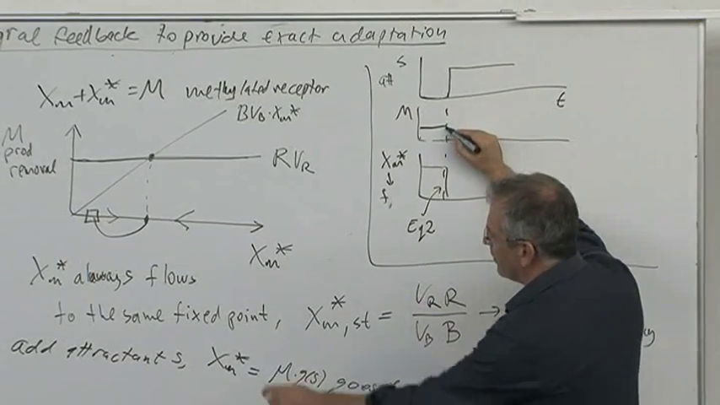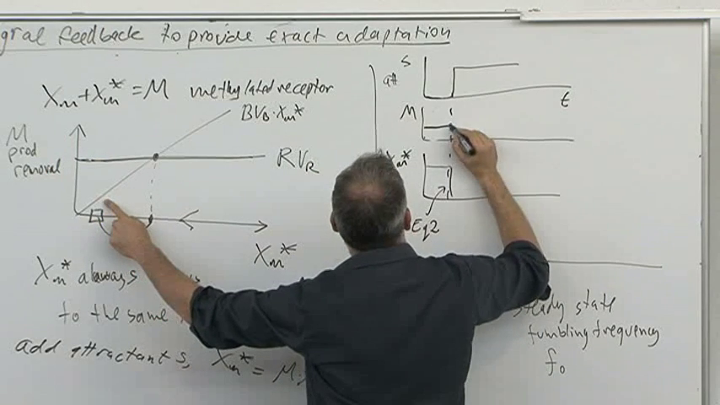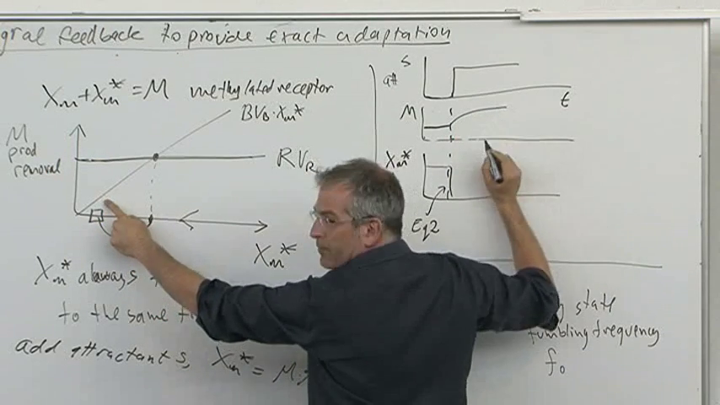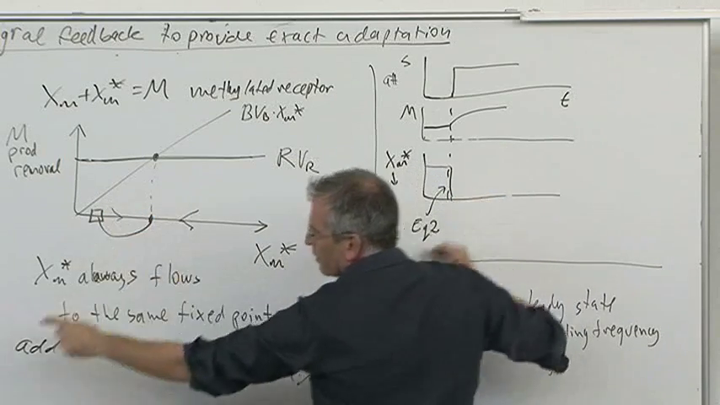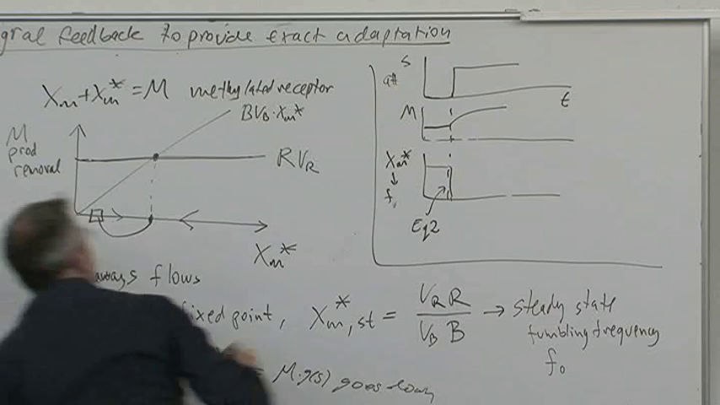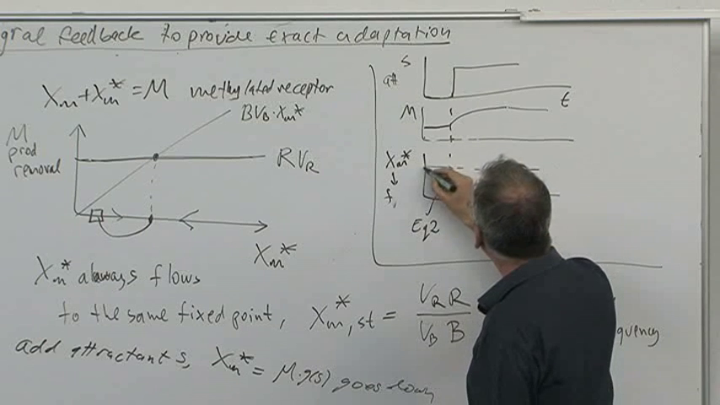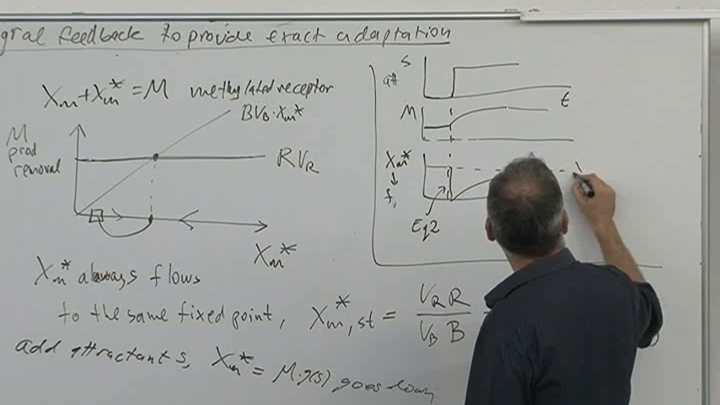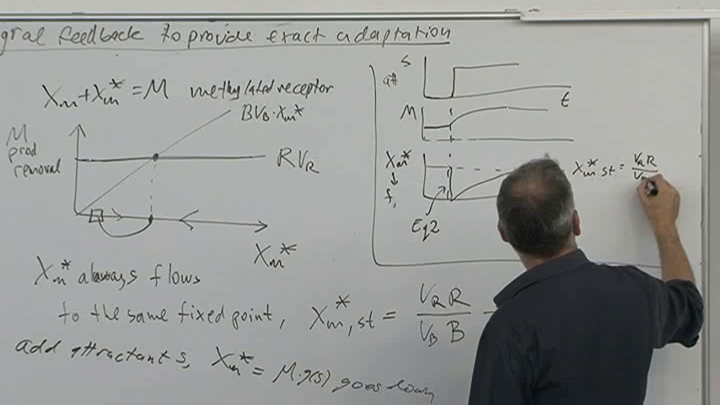And then we're here. So M production is bigger than M removal. So M starts being produced. XM star begins to rise. When does the process stop? When XM star reaches its steady state, VR R divided by VB B.